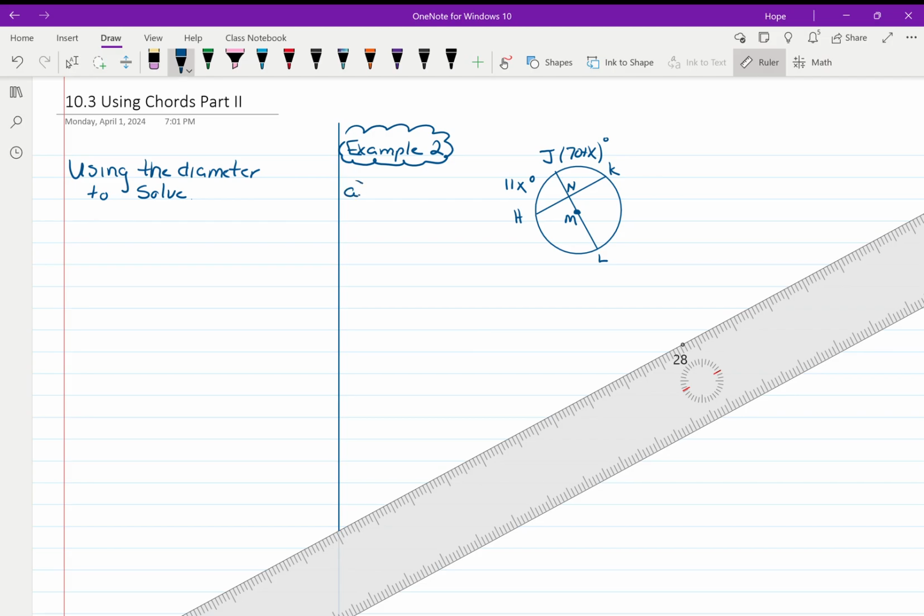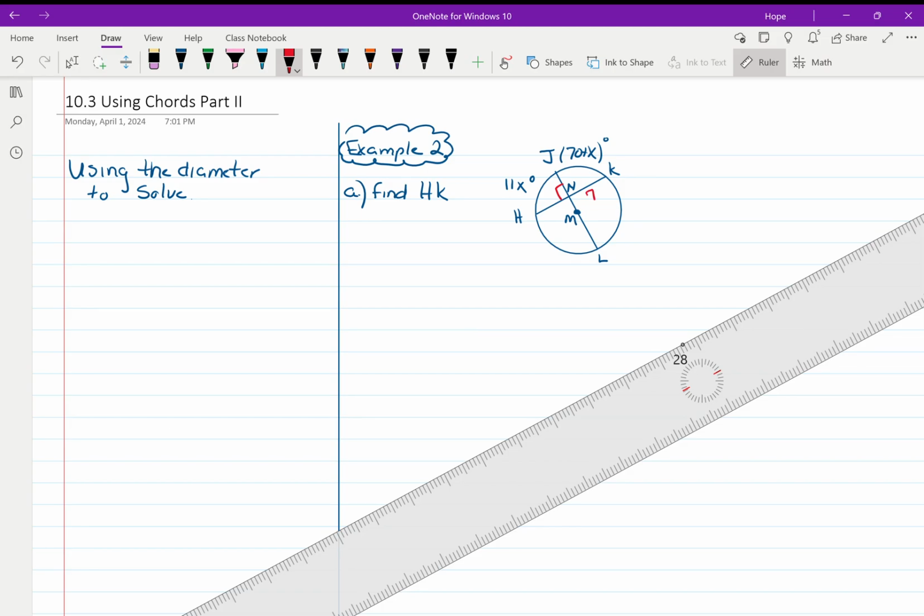So we have 2 things we have to find. We're going to start with A. Find HK. All right, and there's a couple things I left off. I forgot to put our right angle in there. So we got a right angle here, and then we have a number 7 right there.